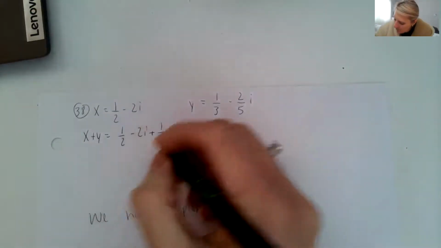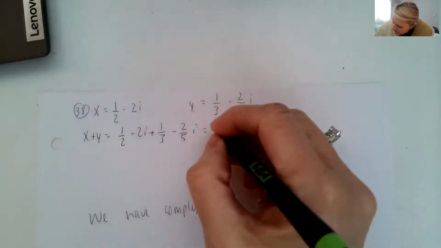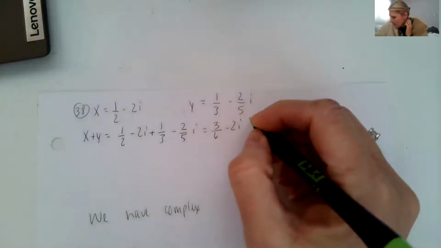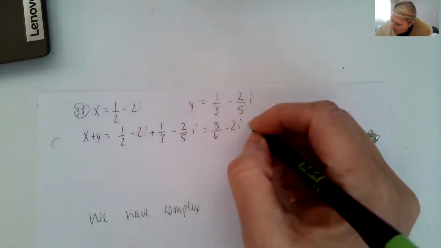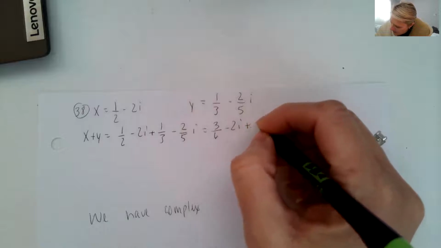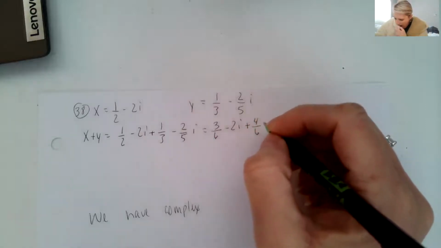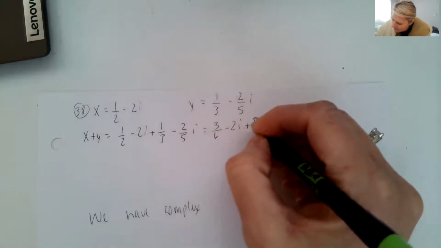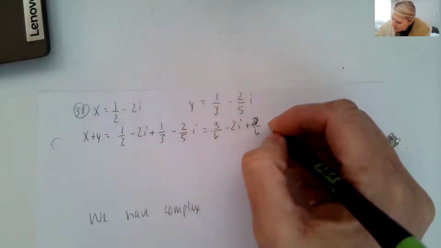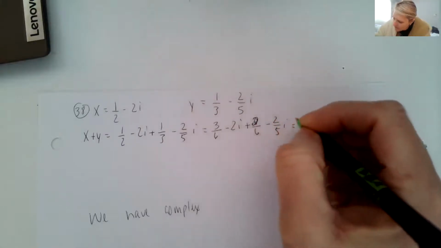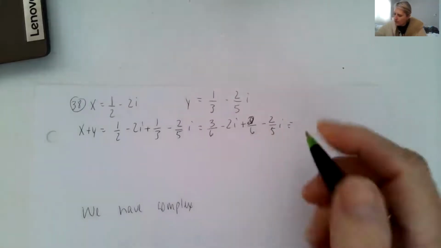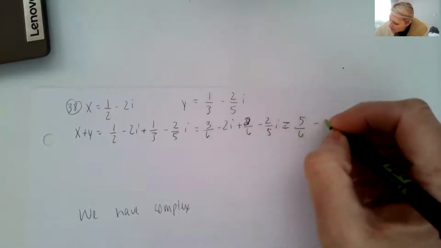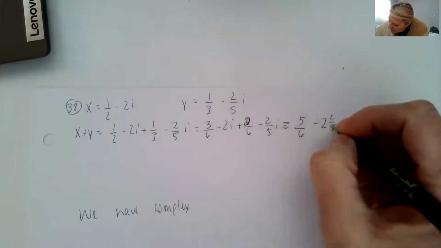So getting common denominators, this is like 3/6 minus 2i plus 2/6. So 3/6 plus 2/6 minus 2/5 i. So adding the real parts together, we have 5/6, and then we have minus 2 and 2/5 i.